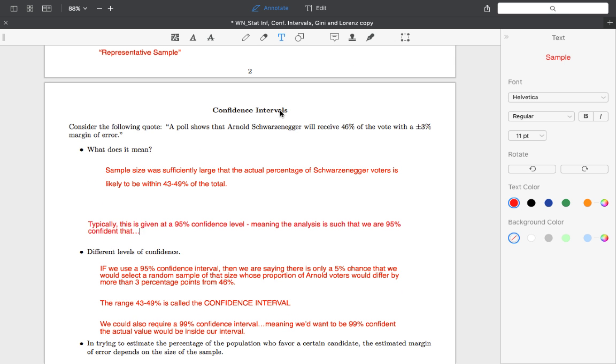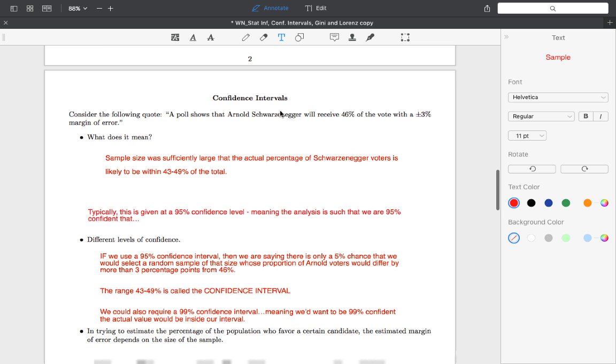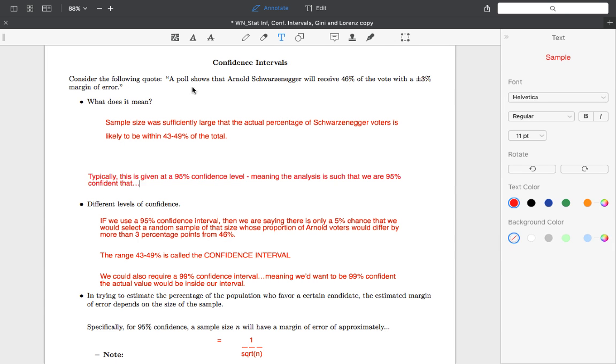Well, we know it means 3% margin of error, meaning 43 to 49. So his actual percentage must fall between there, or is likely to fall between there. Because of the uncertainty of reality, what it means to us mathematicians is that our sample size, along with things like our sample being well representative of the entire population, and our methods of collecting the data being appropriate, or unbiased, means the sample size was sufficiently large in our polling that the actual percentage of Schwarzenegger voters is likely to be within their 43 to 49% of the total.